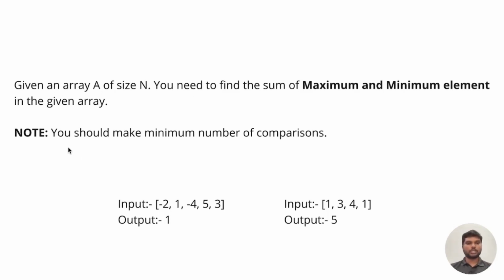Now let's look at some of the sample inputs and outputs. The first input is an array with 5 elements. The minimum element is -4 and the maximum element in this array is 5, right? So the sum of these two is 5 plus -4, which is 1. So 1 is the output in this case. Similarly, let's look at another example. Here the input is an array with 4 elements. The minimum element is 1 and the maximum element is 4. So the sum of these two elements gives us 5. I hope you are clear with the problem and the sample inputs and outputs.